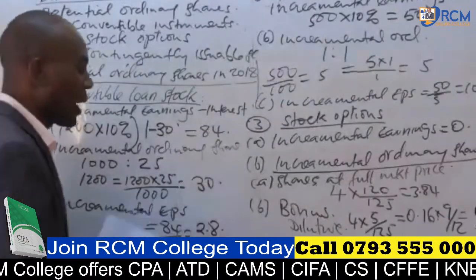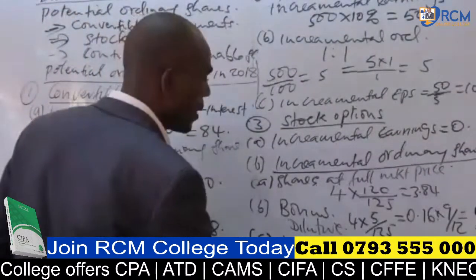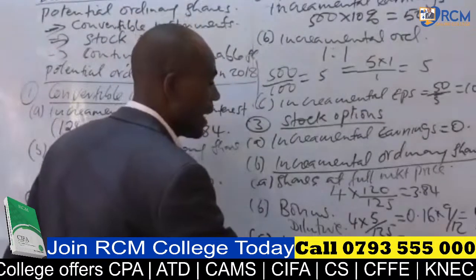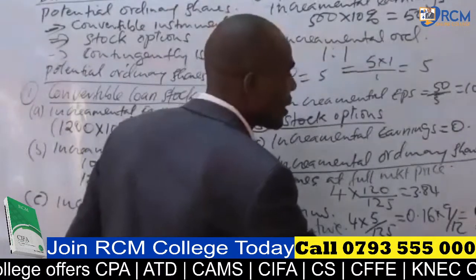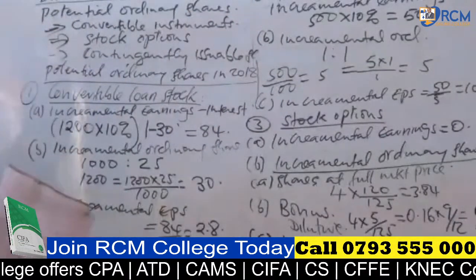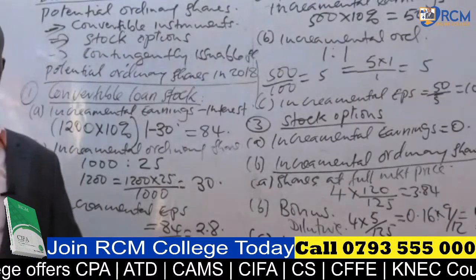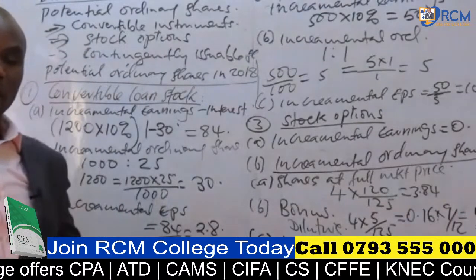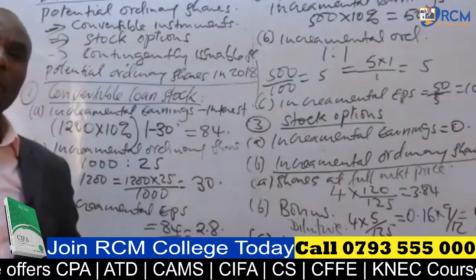Therefore, my incremental EPS equals 0 over 0.12. Therefore, 0. Incremental EPS comes to 0. Therefore, we come to rank them from the most dilutive to the least dilutive.